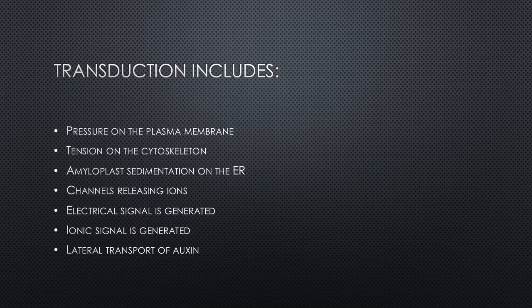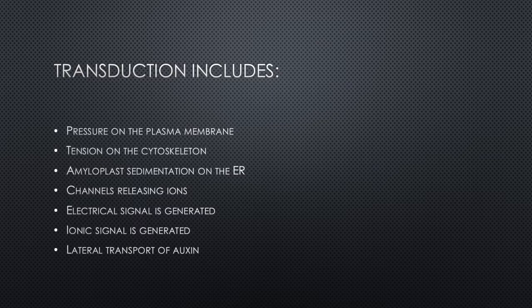So, like I said, the signal transduction pathway contains a lot of things. We definitely have the early signaling pathway of the cytosolic pH change across tier 2 of the columella cells. There are tension on the cytoskeleton, ionic signal is generated, and we again have lateral transport of auxin.